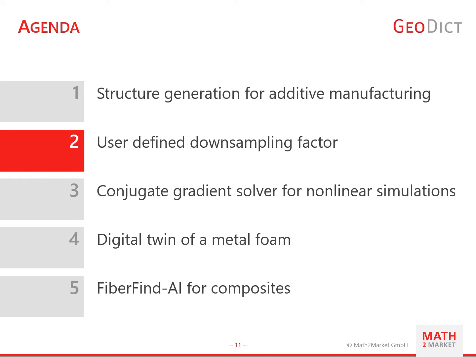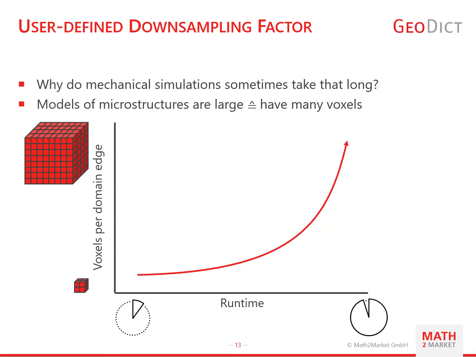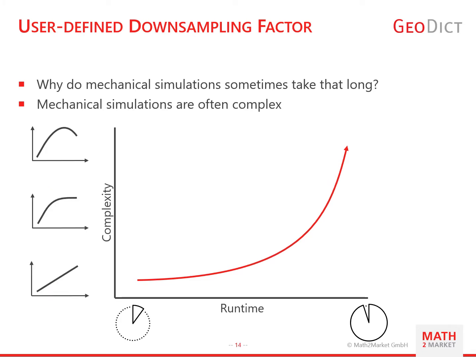Next, I will introduce you to the benefits of downsampling and a user-defined downsampling factor. Why do mechanical simulations sometimes take that long? One reason is that many models of microstructures have very delicate features but must still be large to be representative. That leads to a high number of voxels and thereby a long runtime. In addition, mechanical simulations are often complex and do not use just linear elastic material behavior, but also plasticity or even damage. To solve those problems, the solver needs more time.